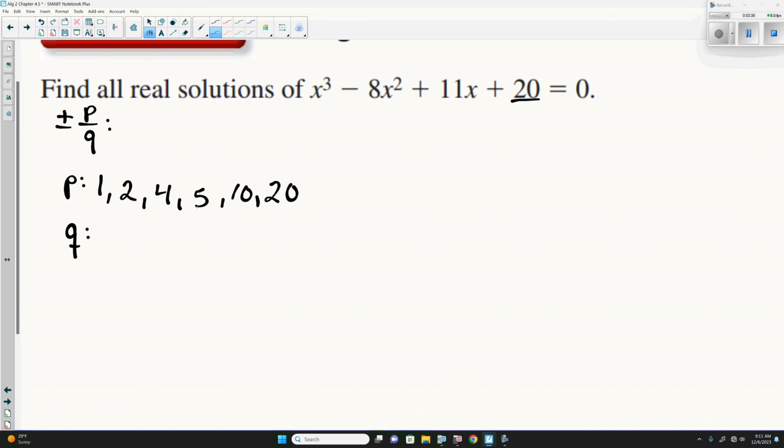Be good with the factors of p. Yes. Factors of q is factors of the leading coefficient. Leading coefficient is the number in front of the variable with the biggest exponent. Well, since the number is not written, it's understood to be 1. Well, all the factors of 1 are just 1. So now that we have these listed out, we're going to do all the factors of p divided by all the factors of q.